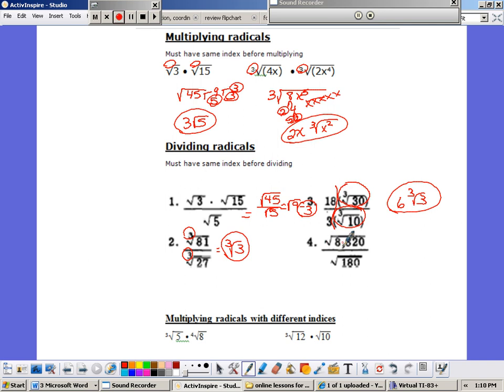Square root of 8,820 over the square root of 180. 8,820 divided by 180 is 49, so it's the square root of 49, which is 7. Like I said, we're only using primes.